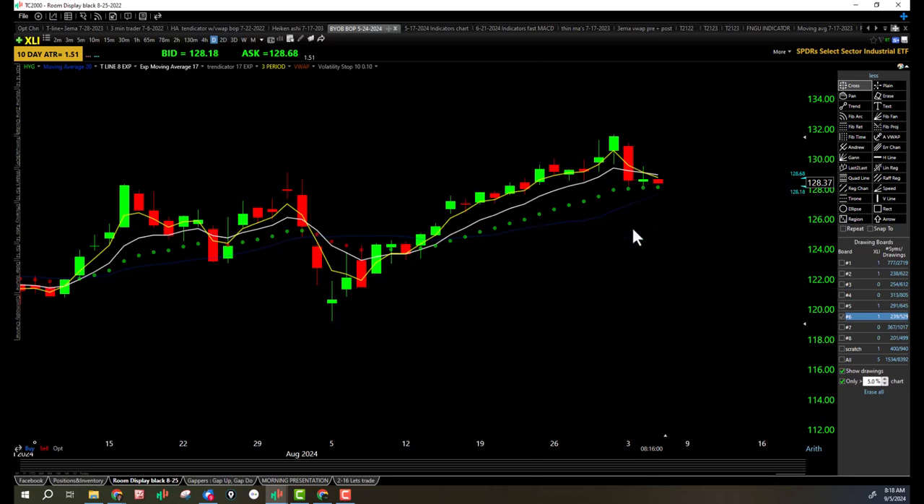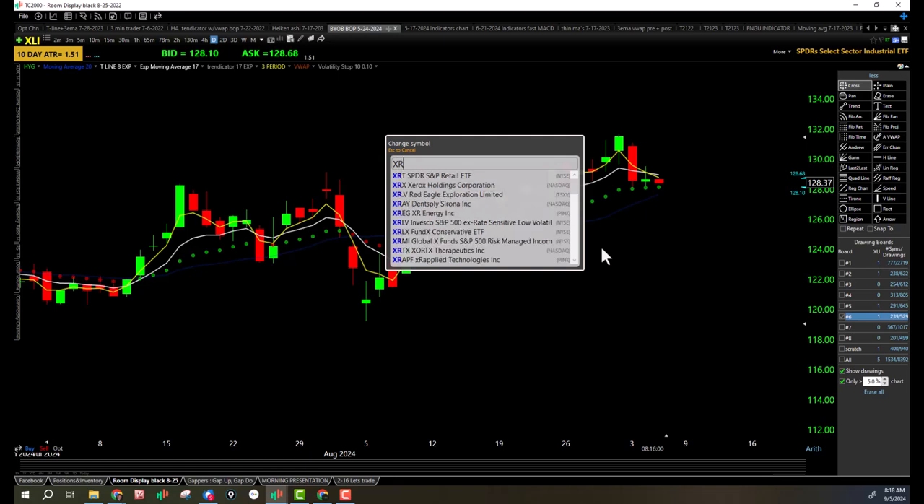Okay, either that or produce a lower high and then take it out. XLI still in an uptrend. SMH still in an uptrend. XLK still in an uptrend. Okay, let's look at XRT.